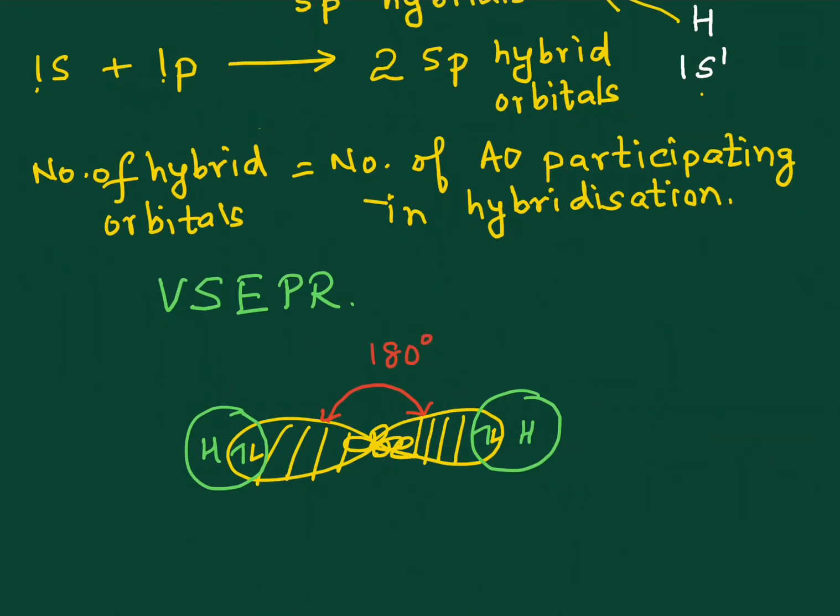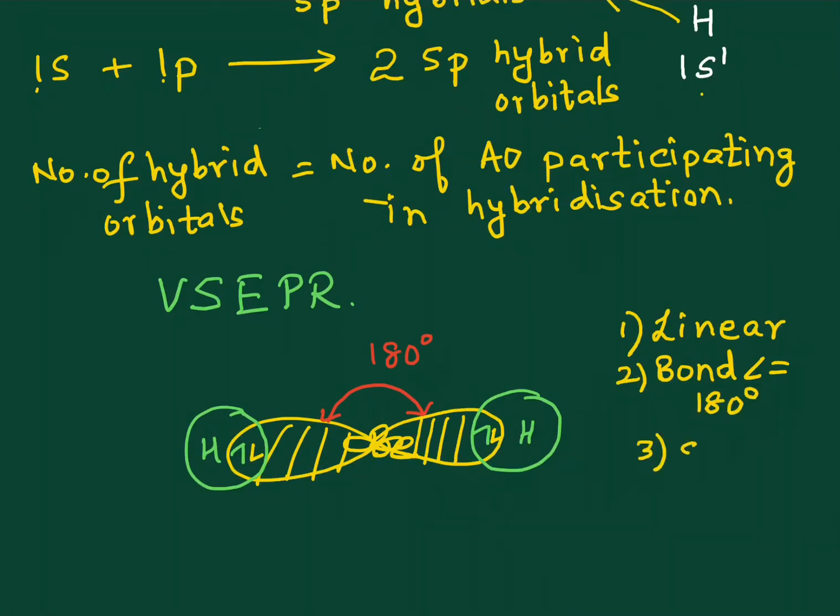Now can you write all the points pertaining to sp hybridization in the case of BeH2? Yes, it's a linear molecule. Bond angle is 180 degrees. Please keep on noting down these points. Then what type of hybridization is there? sp hybridization. Please notice there are no lone pair of electrons. If there are lone pair of electrons, the geometry gets distorted. We have already dealt with it in the VSEPR theory.